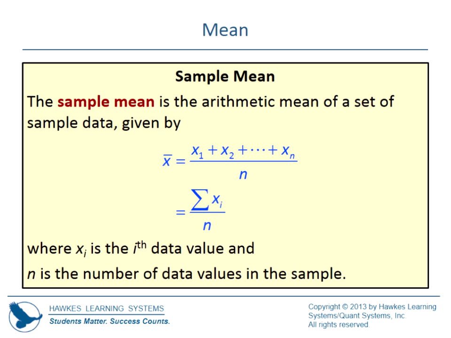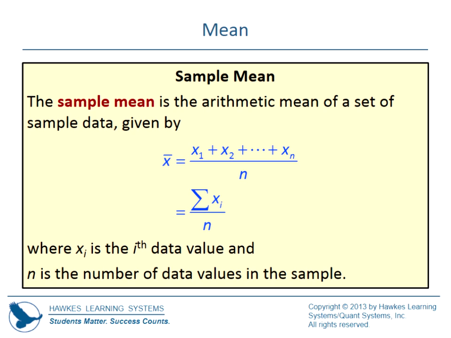Let's talk about normal mean. Mean can be either the sample mean or the population mean. So let's talk about sample mean. As we see below, it's the arithmetic mean of a set of sample data given by x bar equals the sum of each data value divided by the number of data values in a sample.